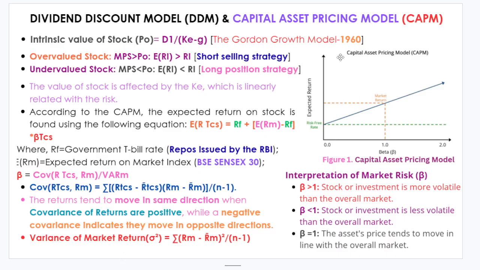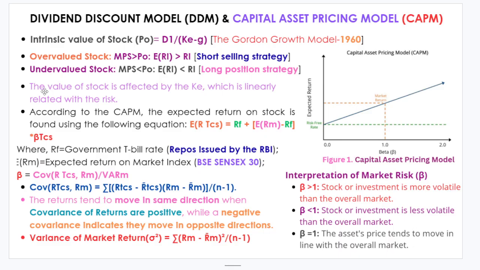Now let me clarify this figure 2. You could see our x-axis is the beta value, and in the y-axis we have the expected return, right? As I explained earlier, the higher the beta value, the higher your required rate of return by using this model. But beta value could be less than 1 or greater than 1. If beta is greater than 1, it means the stock or your investment is more volatile than the overall market. If beta is less than 1, it means the stock or investment is less volatile than the overall market. But when beta is 1, you could see the market is in equilibrium conditions, right? So asset price tends to move in line with the overall market.